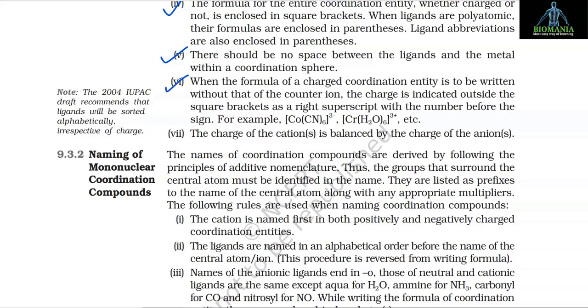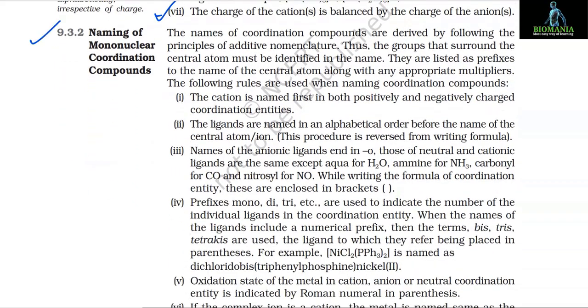Number 6. When the formula of a charged coordination entity is to be written without that of the counterion, the charge is indicated outside the square brackets as a right superscript with the number before the sign. For example, [Co(CN)6]3-, [Cr(H2O)6]3+, etc. Number 7. The charge of the cations is balanced by the charge of the anions.